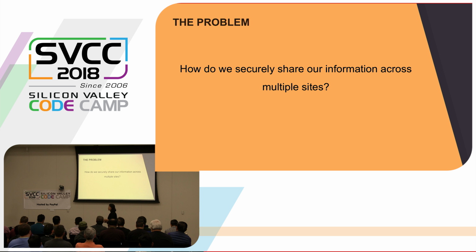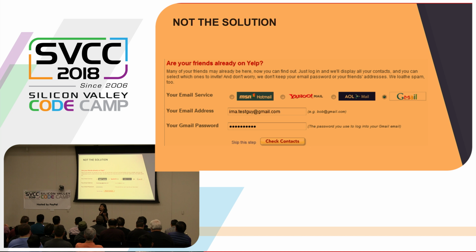So in the old days, what they would do is they would just give the other person your password. In this case, this is a screenshot of Yelp in 2007. Yelp is asking for your email address. They are also asking specifically for your Gmail password. So what they would do is they would sign in to Gmail as you.